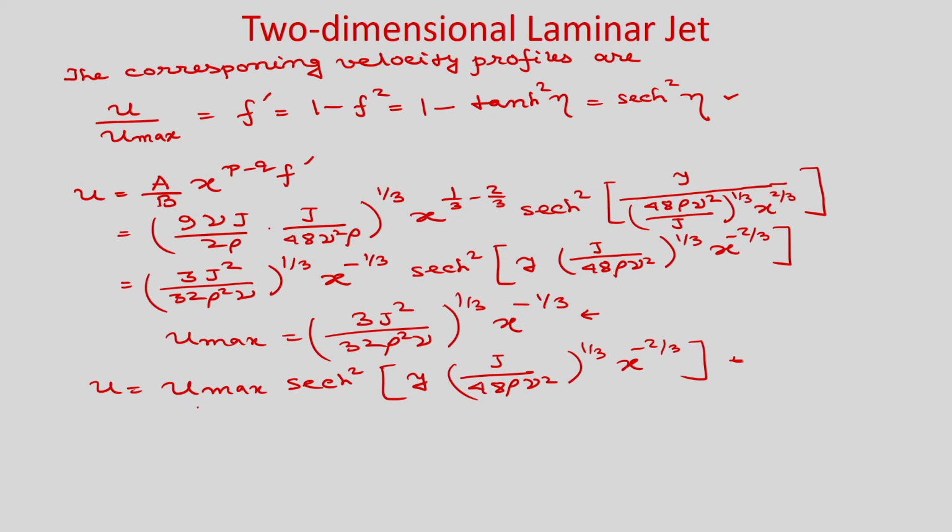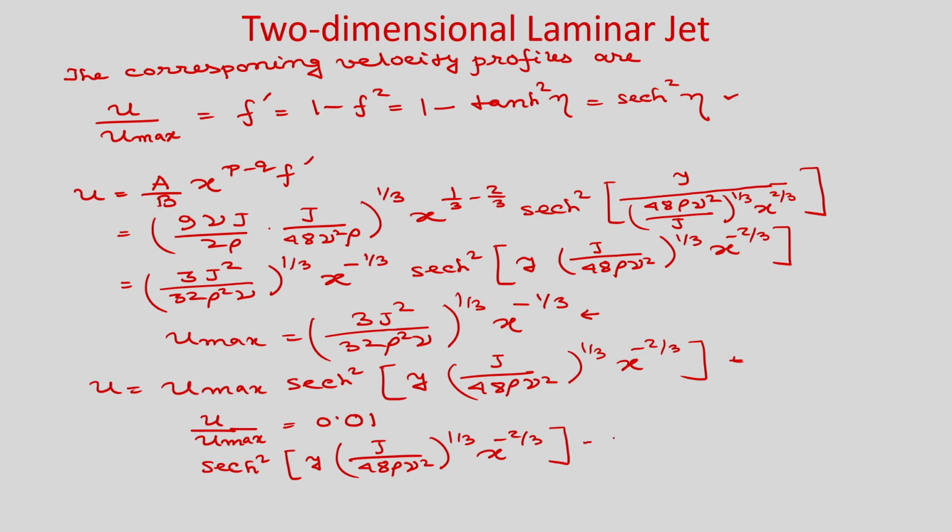From here you can see that u by u max will become 1%, so it will be 0.01. So we can write sech square of y times (j by 48 rho nu square) to the power 1 by 3 x to the power minus 2 by 3 is 0.01, and this is sech square 3. From here you can find the y location.